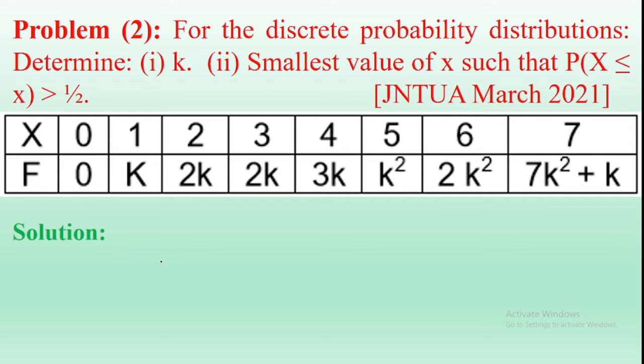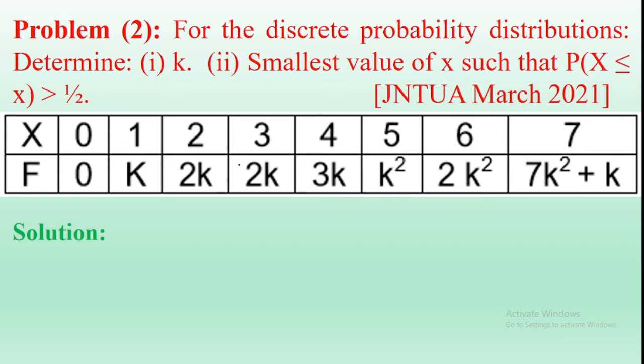In this video, I am going to discuss another example of a probability distribution function table. In that table, we can determine the value of k and the smallest value of x such that the probability of X less than or equal to x is greater than 1 by 2. This is the given tabular column, and this is a previous examination question from the Anantapur examination, March 2021 question paper.